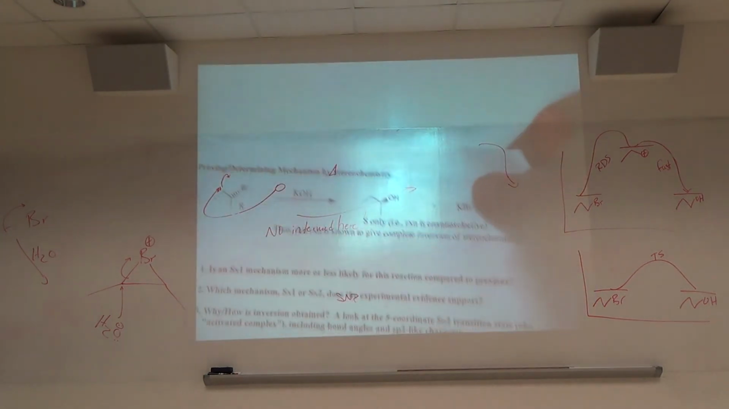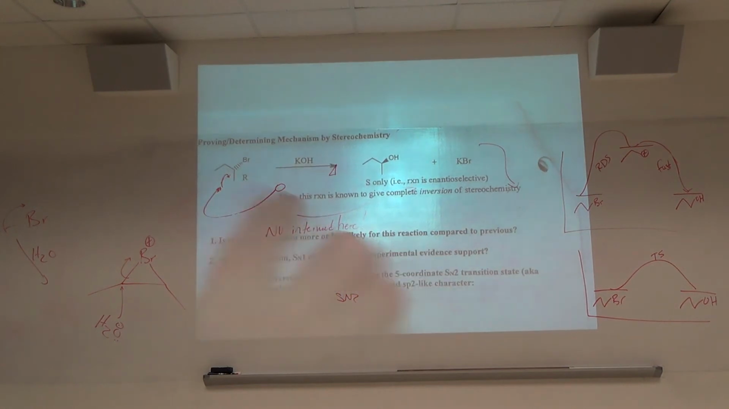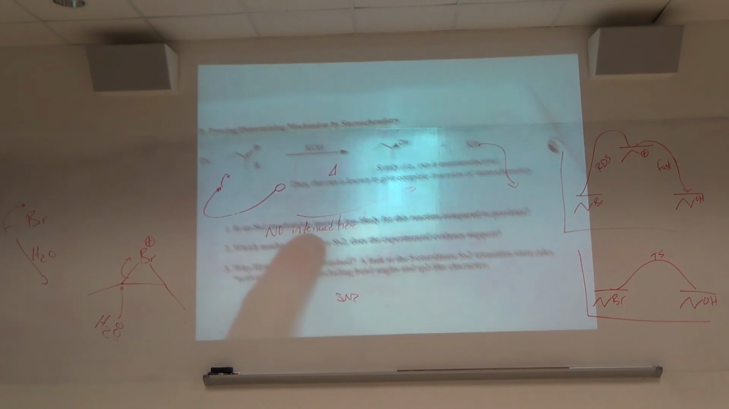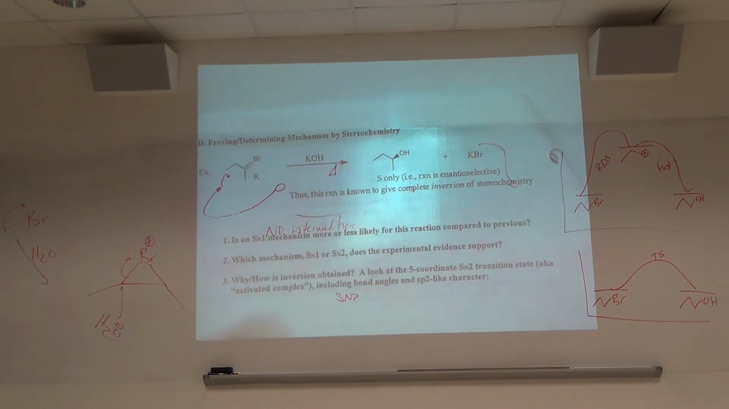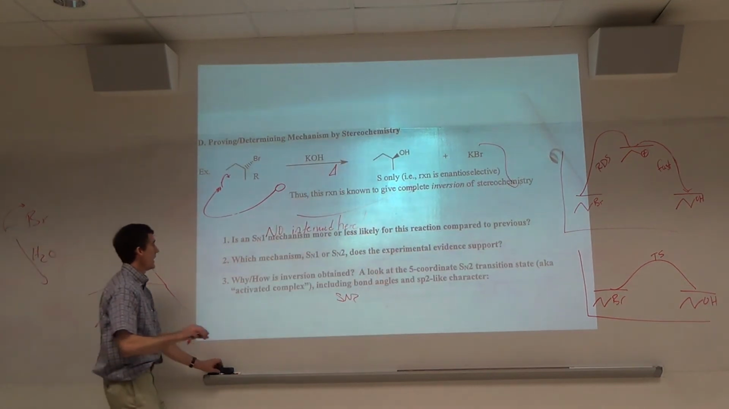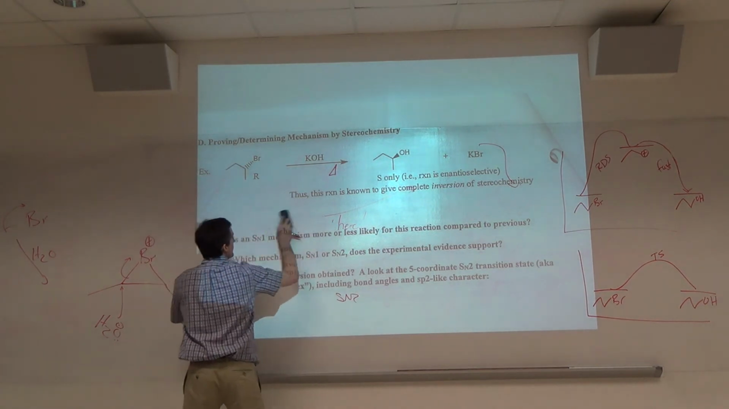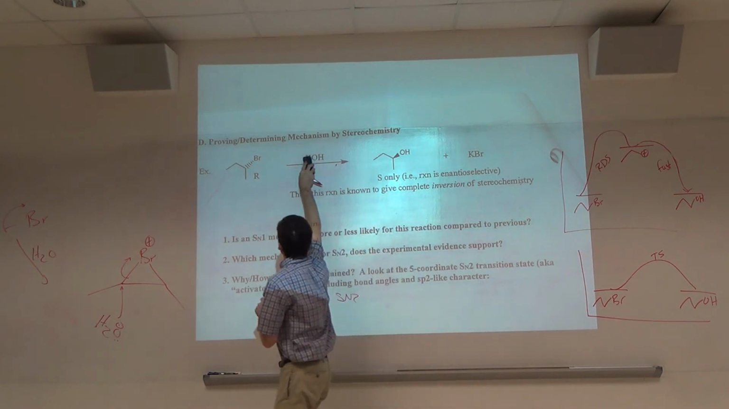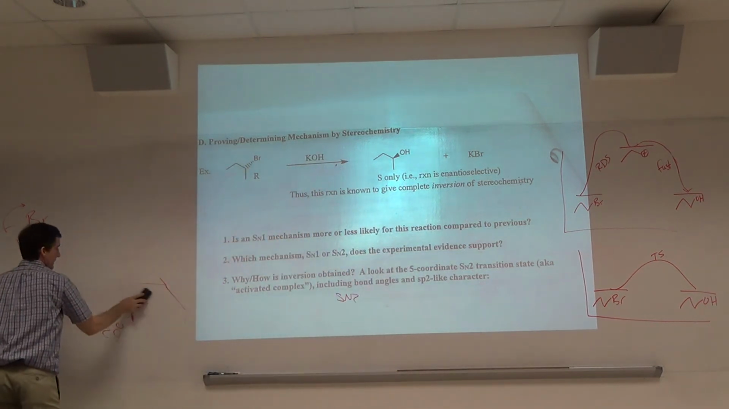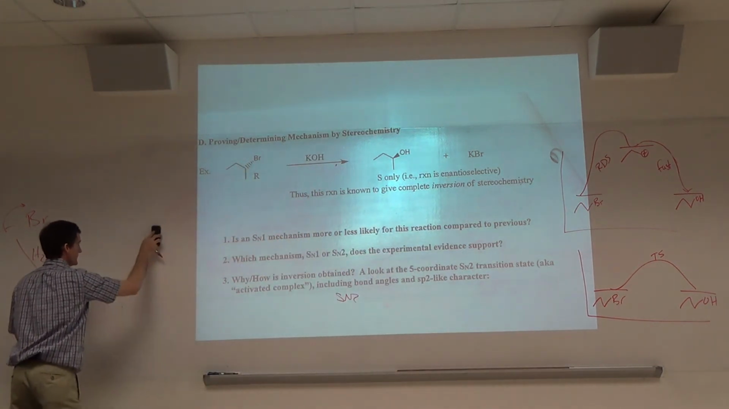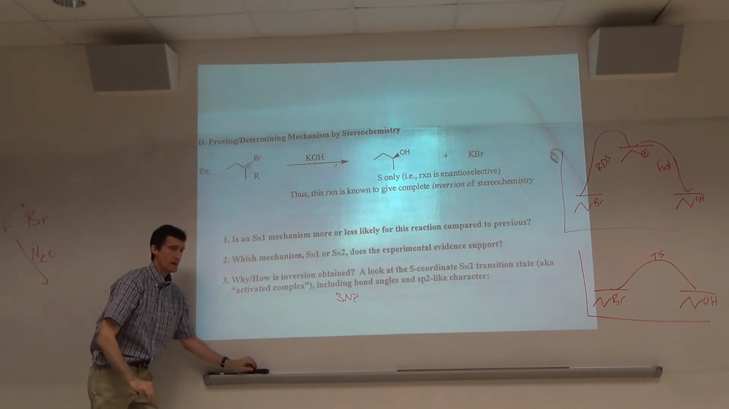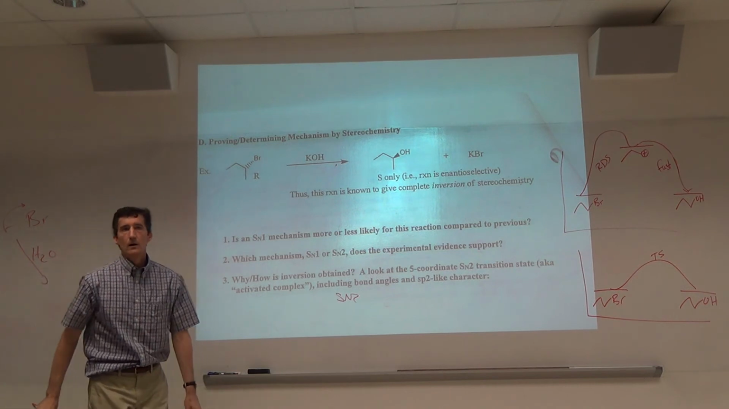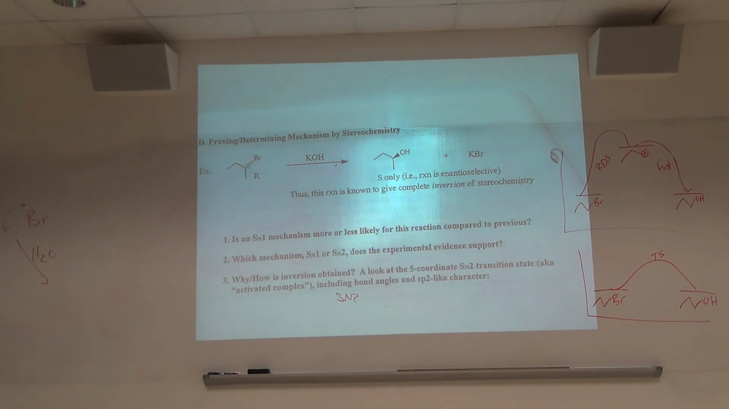Okay, let's look at some stereochemistry here. What if we add stereochemistry and make it R here? The reaction with KOH gives these two products over here. It looks like a substitution. Is it SN1 or SN2? SN2. How do you know it's SN2? Because the stereochemistry is up.